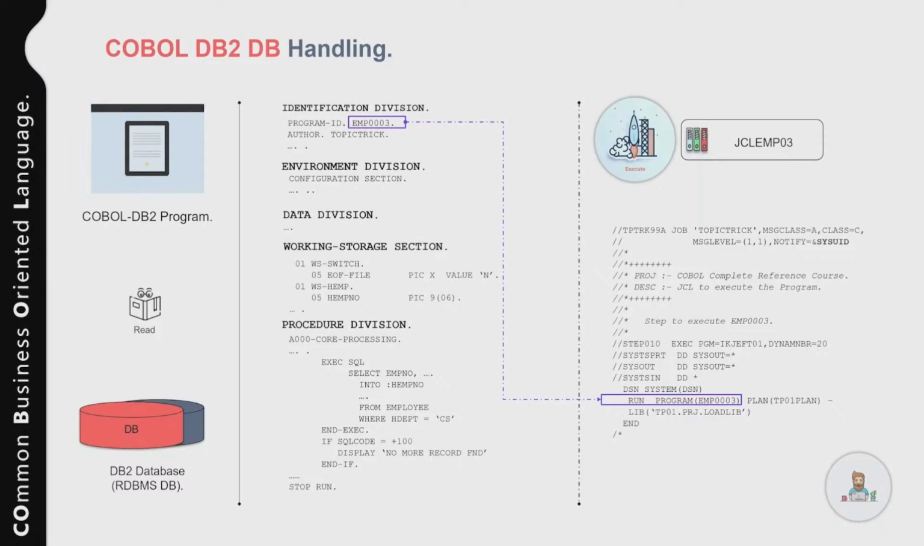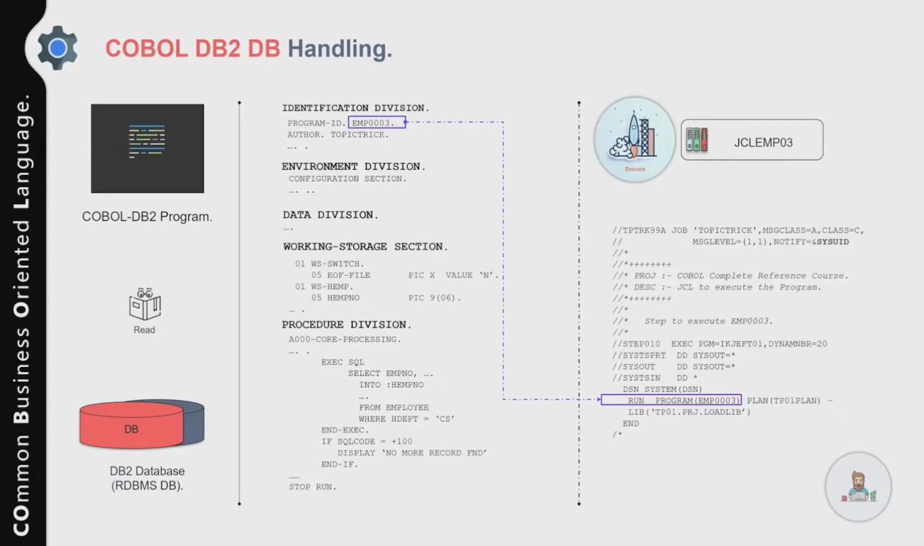Now coming back to our sample JCL, that is JCL EMP03, we have a job card, then we have a description, and after that we have STEP10, which is actually executing a utility that is IKJEFT01. It is generally used to execute a COBOL DB2 program. And if you look at the SYSTSIN, you notice that we have specified the program name followed by the plan and the library. So this is how you can execute your COBOL DB2 batch programs.